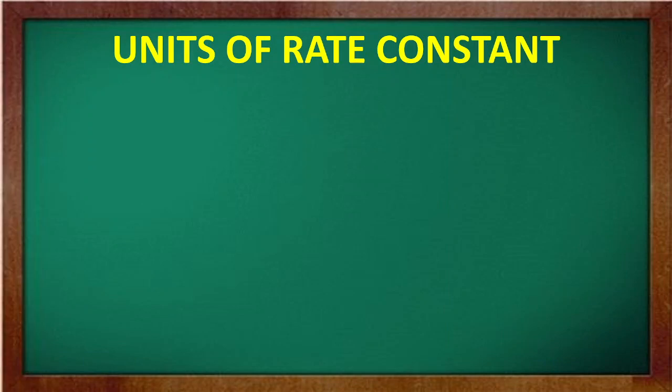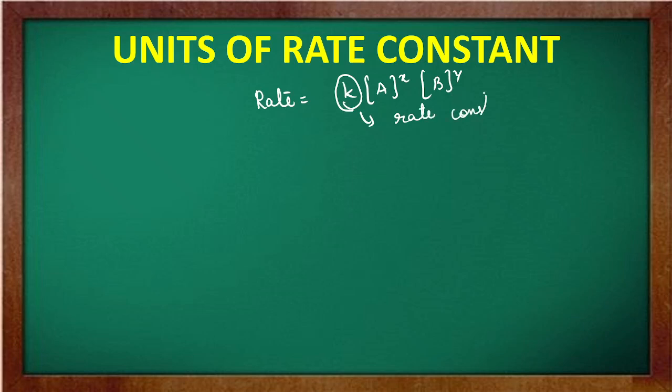Now see, units of rate constant. What did rate constant mean? In the rate expression we wrote, rate is equal to k concentration of A to the power x and B to the power y. So here this k was known as your rate constant. This was your rate constant. Now this rate constant has a unit.